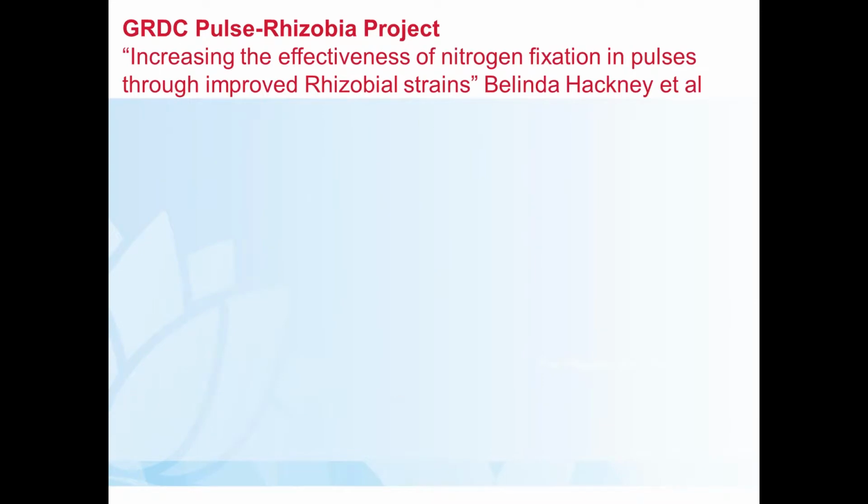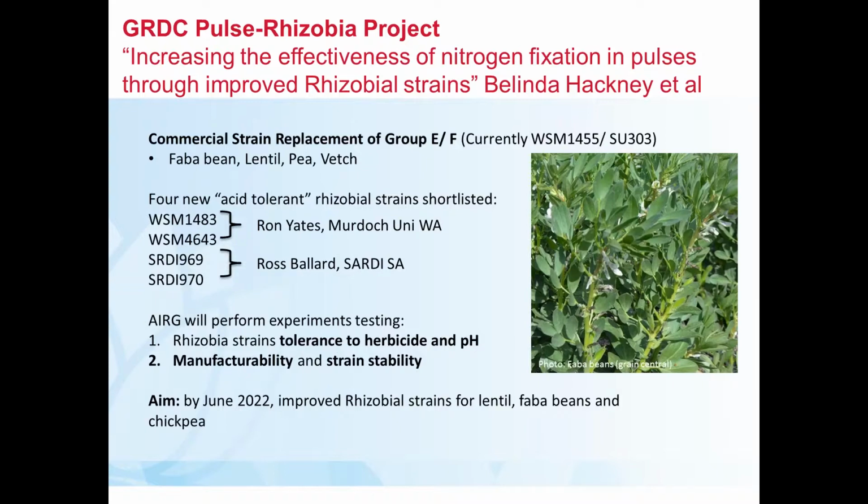So the first project that our team is involved in that I'll talk about is a GRDC Pulse Rhizobia project. Basically, it's all about increasing the effectiveness of nitrogen fixation in pulses through improving rhizobial strains. A major component of this project is the commercial strain replacement of group E and F. So that's currently WSM 1455 or SU 303 for faba beans, lentils, pea and vetch.